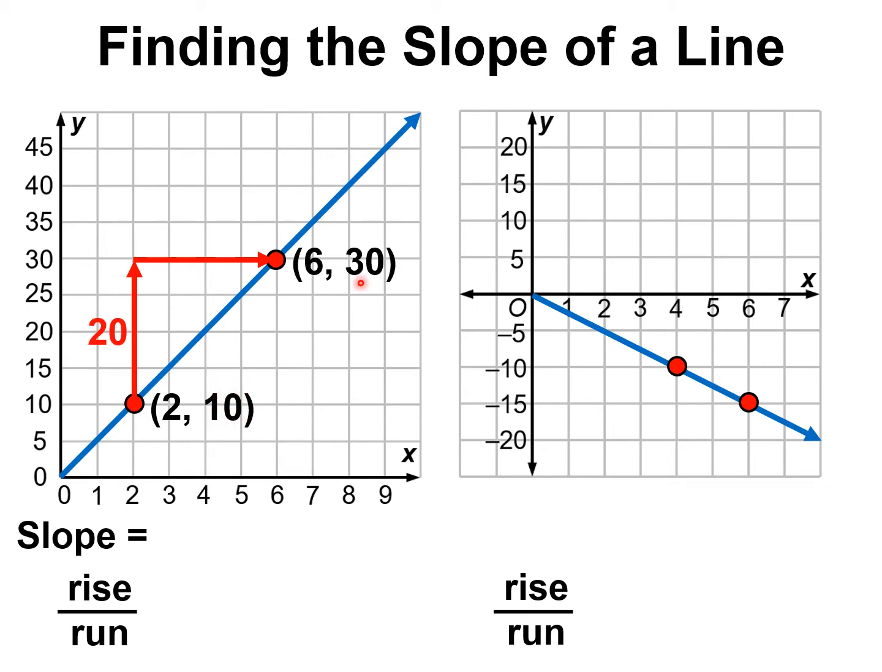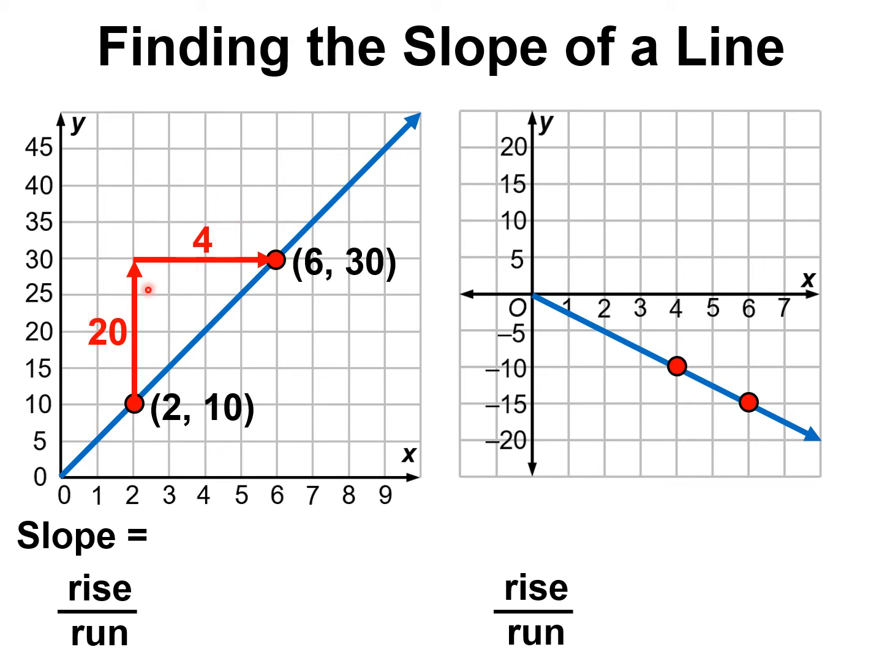Or you could look at their coordinates. Notice the y-coordinate is 10 here, and the y-coordinate here is 30, so it's going from 10 to 30, so it went up 20. Similarly, for the run, we're going from 2 to 6, which you can see on the x-axis, or you can see in the coordinates, 2 to 6. So if it went from 2 to 6, that means it increased by 4. So our run is 4.